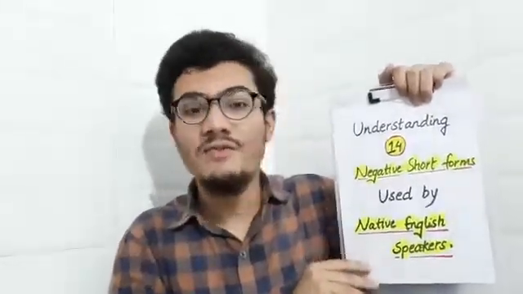So the first short form is isn't. Isn't is the short form of is not. Is not is shortened to isn't. For example, it isn't raining.